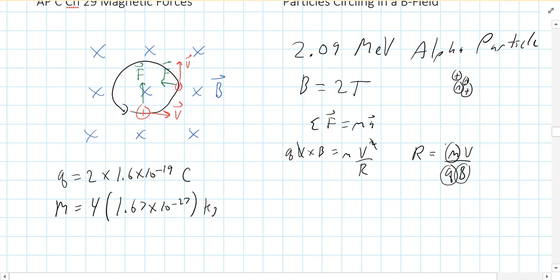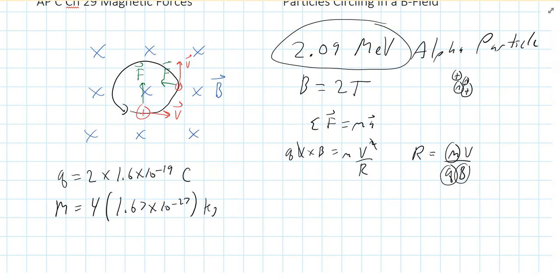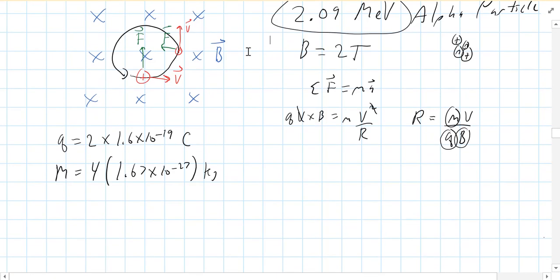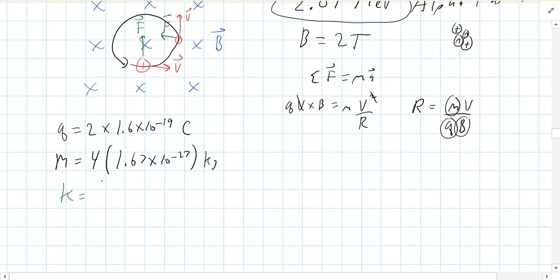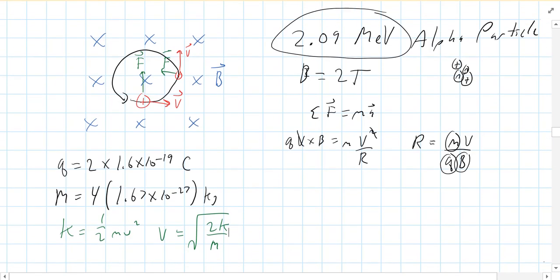Well, finally, the velocity. What's the velocity of that little particle? Well, I told you that the particle is a 2.09 mega electron volt particle. What on earth does that mean? I'm giving you the kinetic energy of that particle. So we're going to use kinetic energy equals 1/2 mass velocity squared, or velocity equals the square root of 2 times the kinetic energy over the mass. Well, I've got the mass, the kinetic energy. That's your 2.09 mega electron volts.